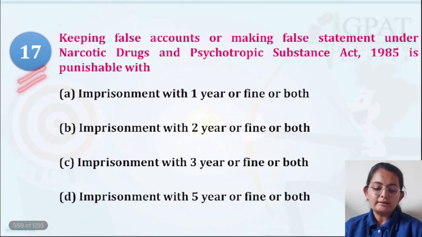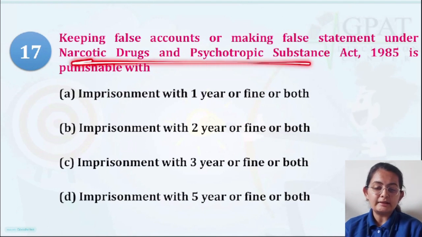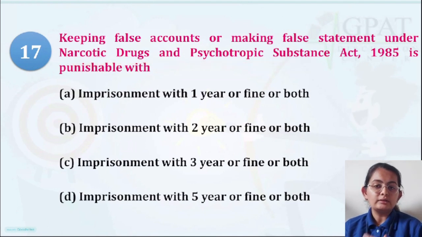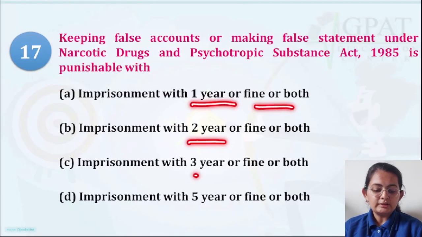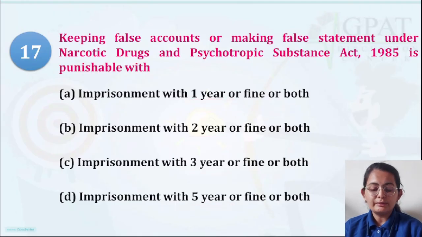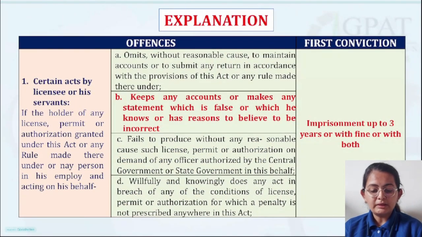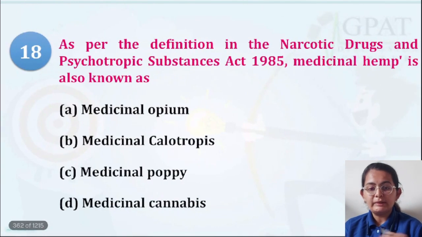Question number 17, what is it talking about? Keeping a false account or making a false statement under the NDPS Act. If you are keeping a false account or making a false statement, a statement which is not true but you are claiming it to be true, then you are punishable with how much term of imprisonment or fine? 1 year, 2 years, 3 years, or 5 years, and fine. You must be knowing that this is imprisonment of 3 years with fine, or both. There are several provisions under offences which could come under this penalty.